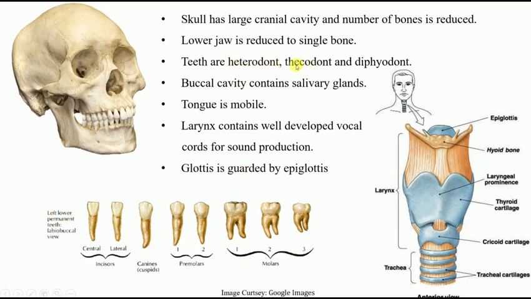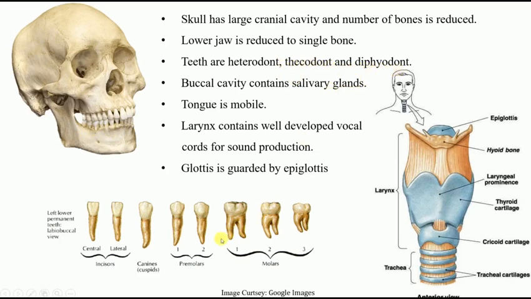Then the second one, the teeth are thecodont. Thecodont, in the sense, the teeth are lodged into the sockets of the upper as well as lower jaw. So when teeth are inserted into the jaw bone, such teeth are referred to as thecodont type of teeth. And they are also known as diphyodont.